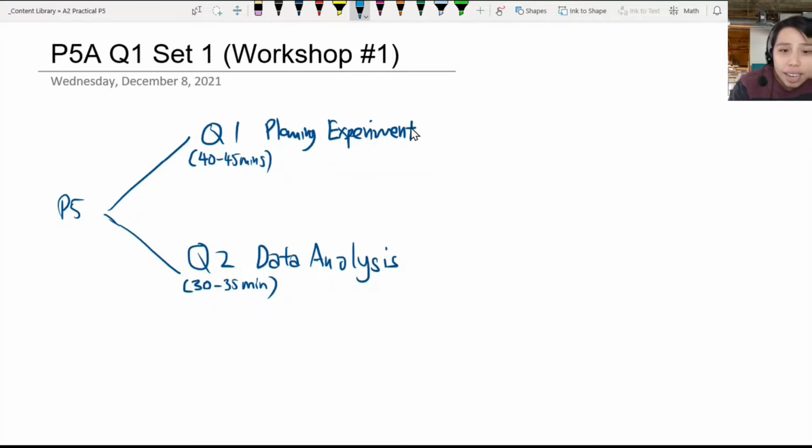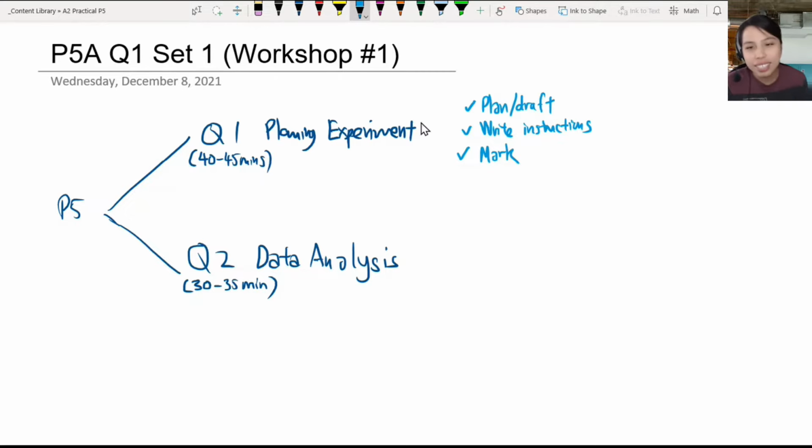So today in this workshop, we're going to focus on 3 skills to build. The first skill is how to plan and draft an experiment. Secondly, how to actually write instructions, like writing a lab manual. And third, how to mark your own lab report or your own writings. So these 3 things, that's what I'm going to focus on in this workshop. We'll divide it across 3 parts. If there are any questions anytime along the way when we're together here, feel free to ask. Okay? All right, let's go into it.